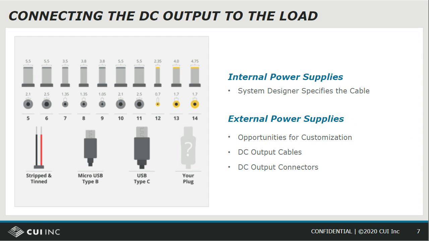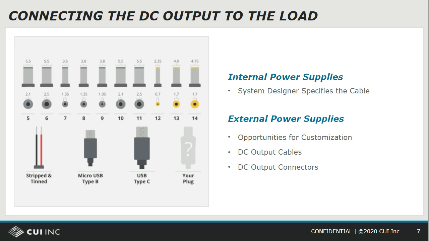Now we talked about the AC input going to the power supply. Now we'll talk about connecting the DC output to the load. On internal power supplies, typically the power supply vendor will provide some form of connector, screw terminals or plug or something on the output of the power supply. Then it's up to the system designer to specify the cable that goes between the power supply and their load. Talking to some of the power supply vendors, you may be able to get them to supply the cable that you have specified. That's with an internal supply.